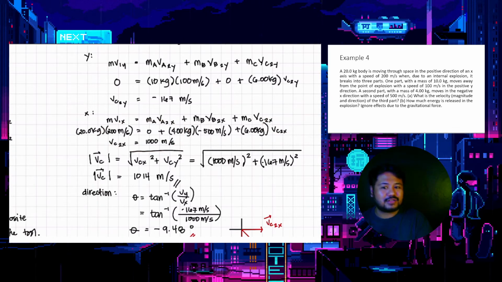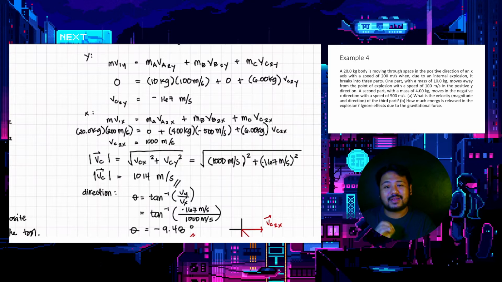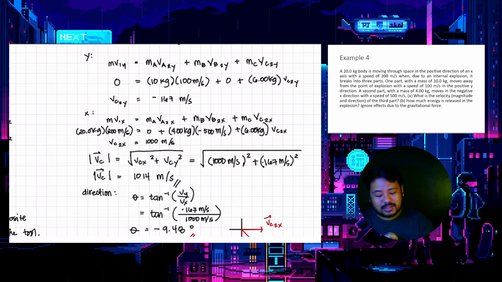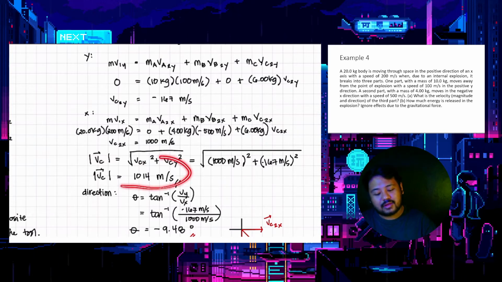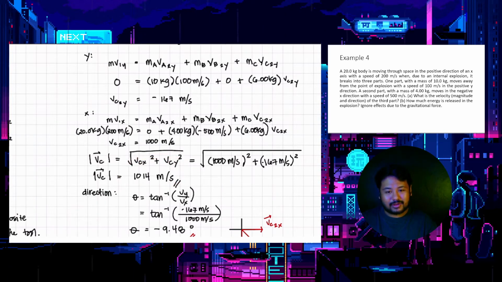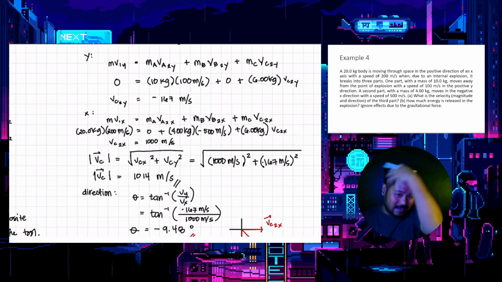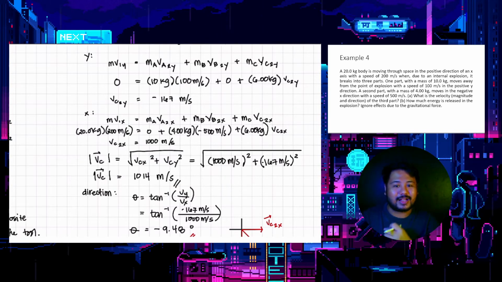So for the magnitude, that's just the magnitude of v_C is equal to the square root of v_Cx squared plus v_Cy squared, or this is actually 2 v_C2. So we now have 1014 meters per second. That's very fast actually. Well, it is as expected because there's an internal explosion.